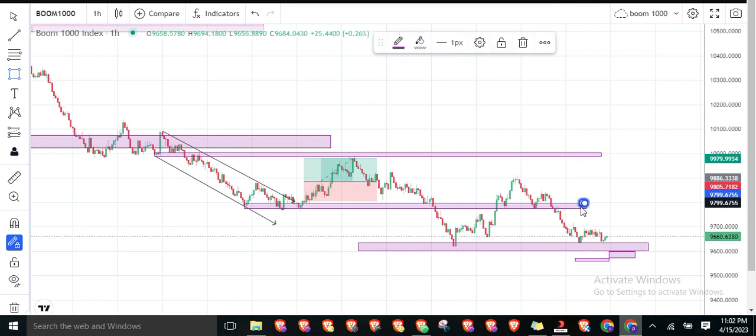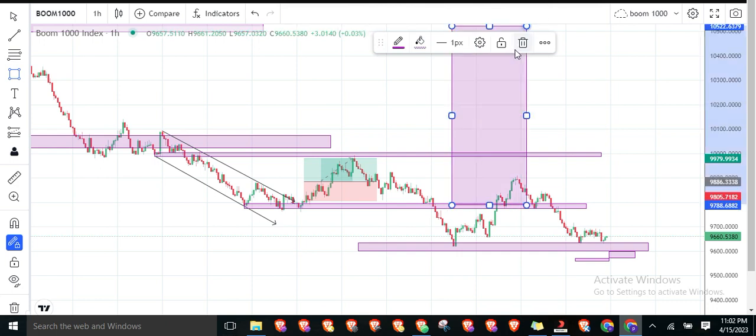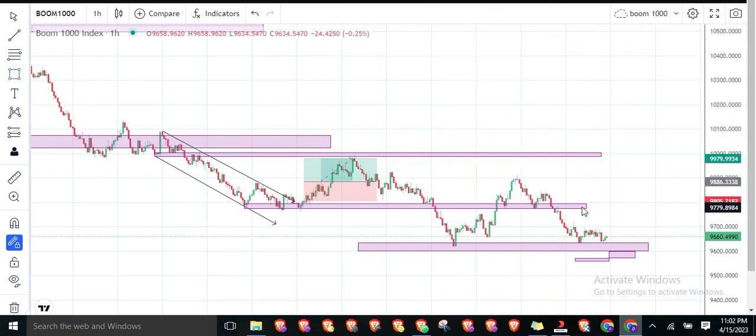Let me draw this one very well so that you guys can see. I don't know why this is giving me an issue. Okay, it's still giving me the same issue. So if you are drawing this same pattern with yours, just draw it to this particular zone and have it here.